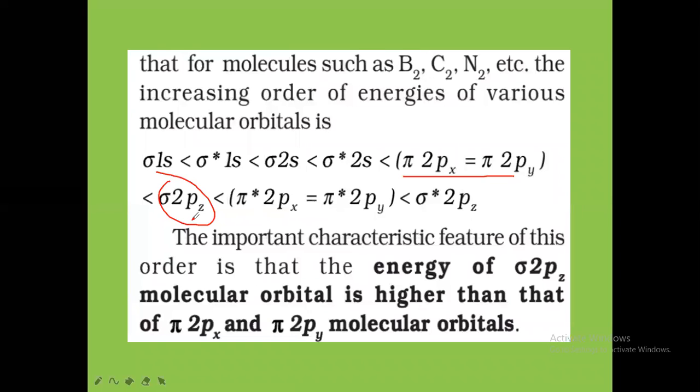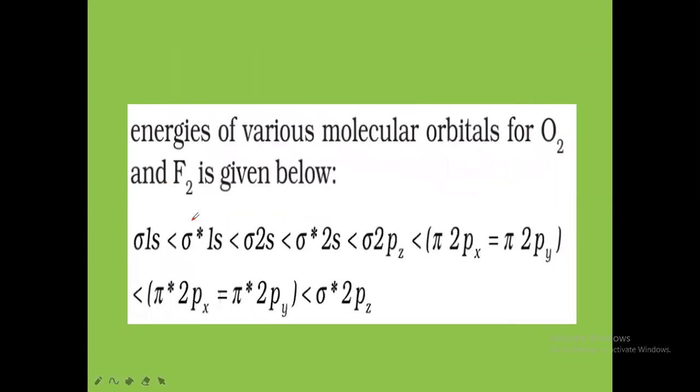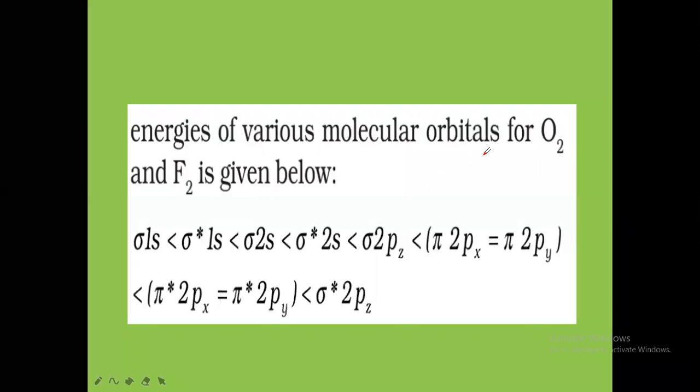Why does 2s 2p mixing take place? Because the energy gap between 2s and 2p orbitals of these molecules is less, so 2s 2p interaction takes place. But in the O2, F2 and neon molecules, what happens? The energy gap between 2s and 2p orbitals is high. When the energy gap is more, the intermixing between 2s and 2p orbitals does not take place.